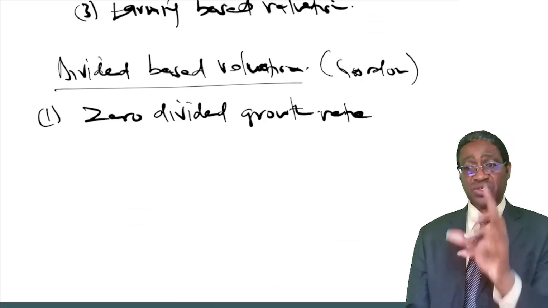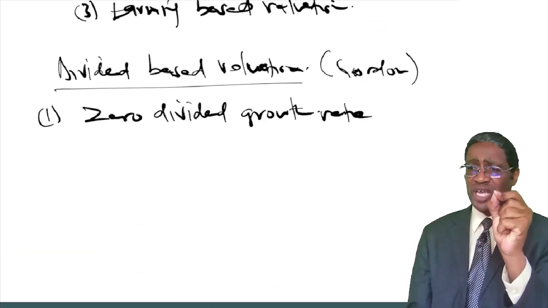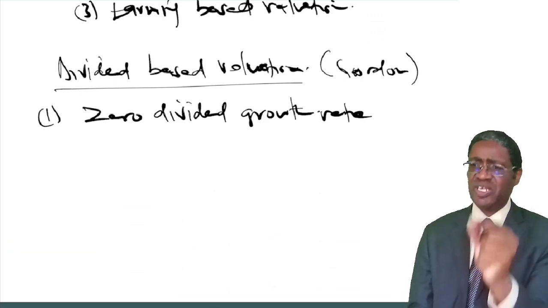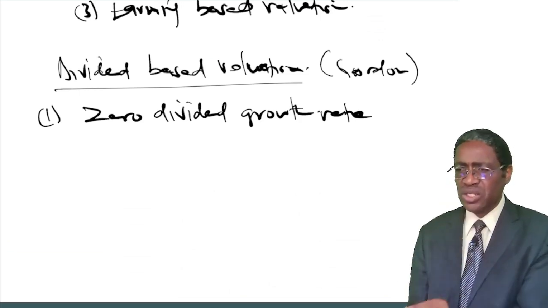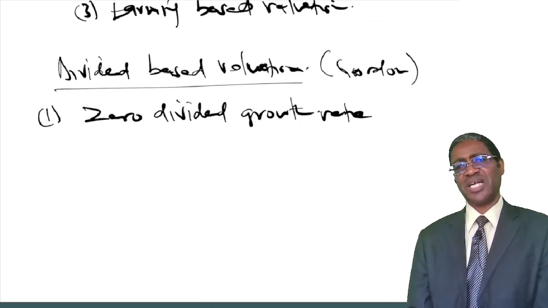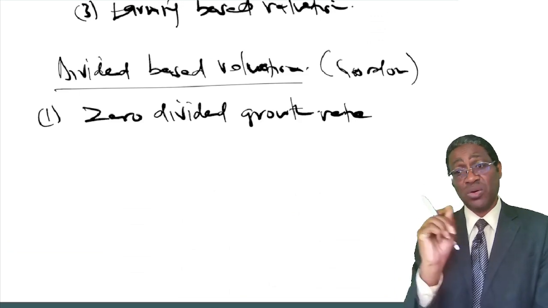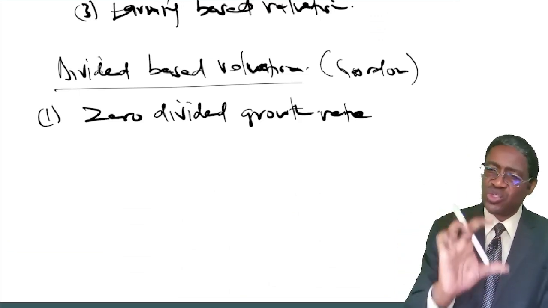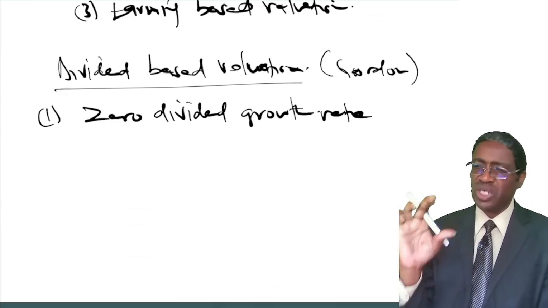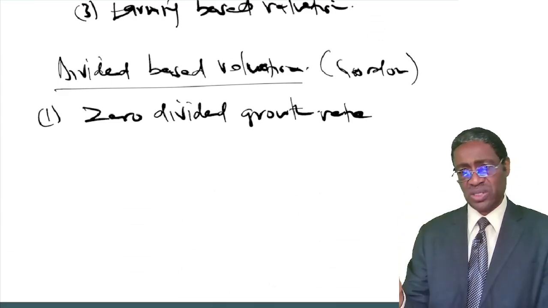Listen, this is where if your company has been paying 2 shillings per share every year as dividend, it will keep paying 2 shillings, 2 shillings, 2 shillings. That is what we are calling zero dividend growth. The dividends are not growing. They are remaining 2 shillings every year up to perpetuity. That's one category.